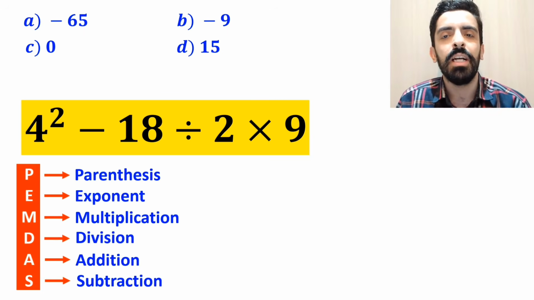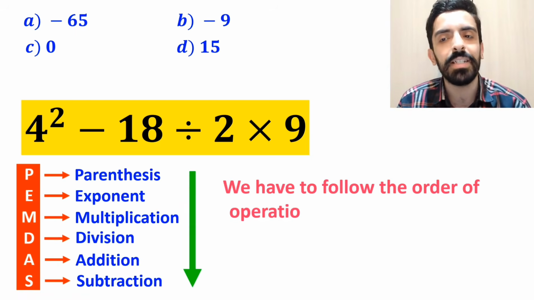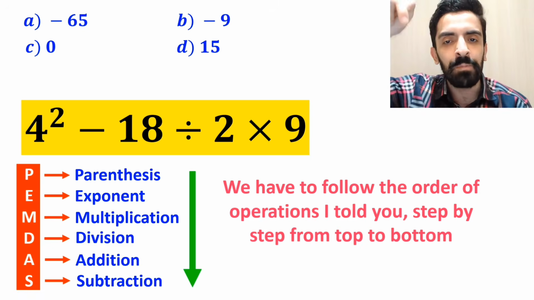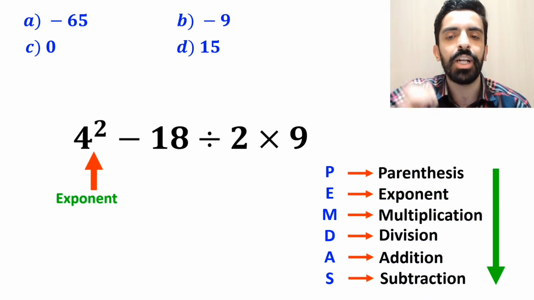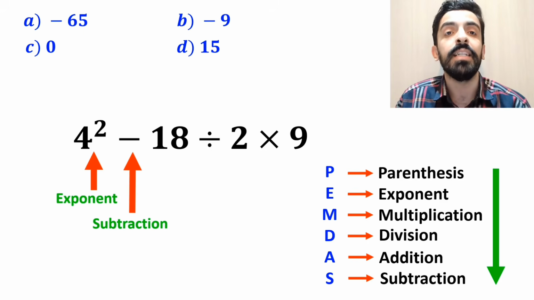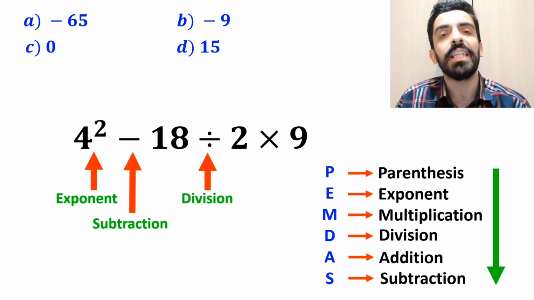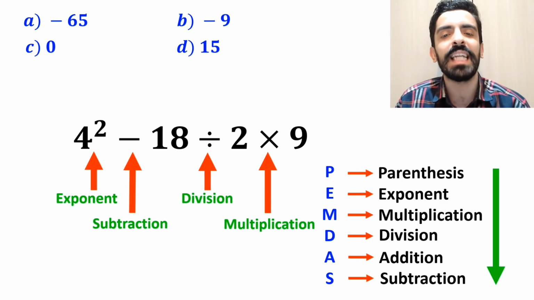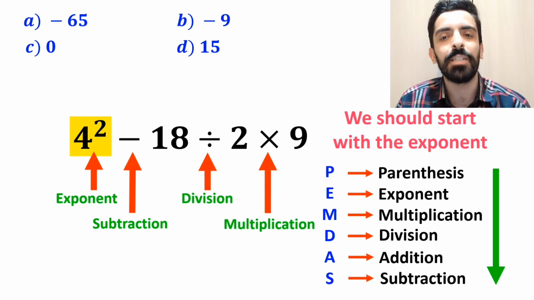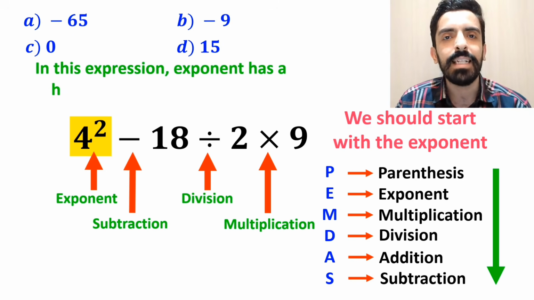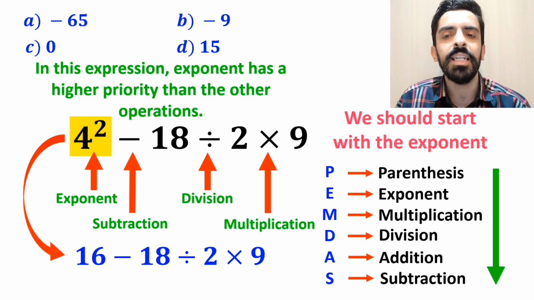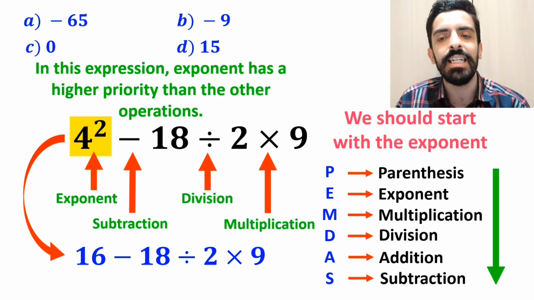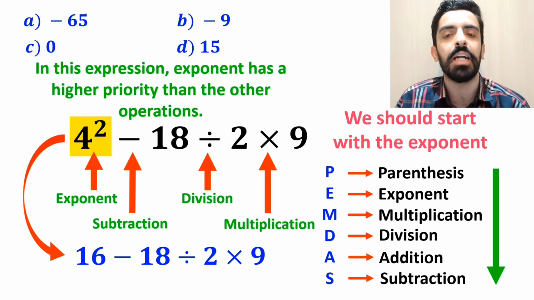To solve this question, we must follow a rule that is called PEMDAS. We have to follow the order of operations I told you, step by step from top to bottom. Okay, as you can see in the image, in this expression, first we have an exponent, then a subtraction sign, followed by a division, and finally a multiplication. We should start with the exponent, because in this expression, exponent has a higher priority than the other operations. So, this expression simplifies to 16 minus 18 divided by 2 multiplied by 9.